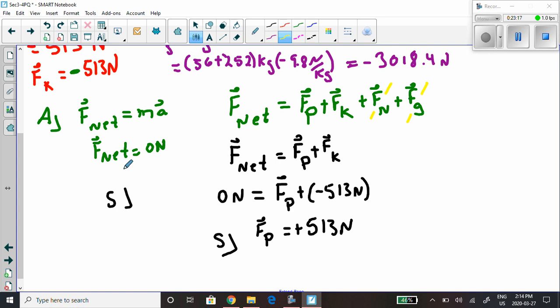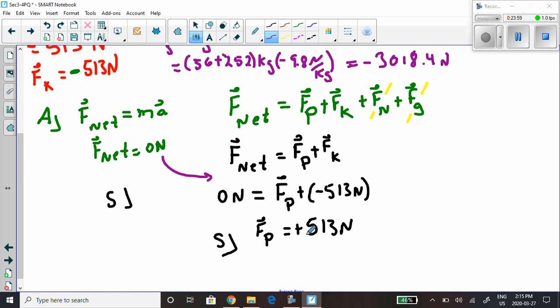So since the acceleration was 0, we know the net force is 0, and we can plug in that value right into here. Force push is what we need to find. And our force of kinetic friction we calculated before is negative 513 newtons, so we substitute that in. And we do a little rearranging, and we find that the push force is 513 newtons in the positive direction. All right, it's not accelerating, so those two forces have to equal out. What happens when you push an object is you push a little harder to get it going, and then you don't have to push as hard to keep it going. You just have to balance out friction, and it will continue to move.